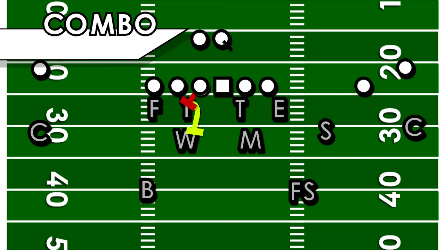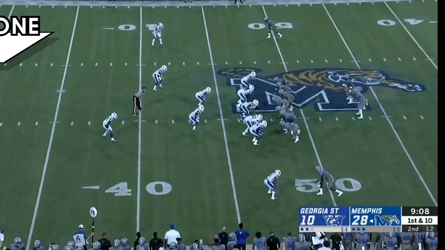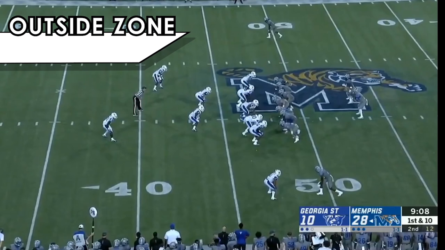So how can you tell a zone run on tape? The biggest indicator is a lateral movement of the offensive line. Since they are all responsible for the gap to their play side, their first step should generally go in that direction. This lateral movement is especially prevalent in the outside zone.